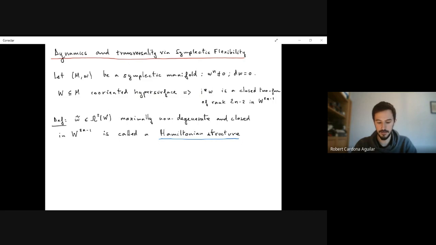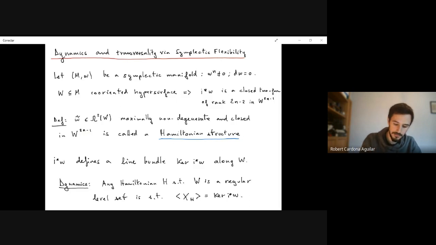So if you pick an odd dimensional manifold and a two-form which is maximally non-degenerate, so in this case it means that it has rank 2n minus 2 and is closed, then it's called a Hamiltonian structure. This is also called in some other places of the literature an odd symplectic structure, but I prefer this one because it has to do with Hamiltonian dynamics, let's say. If anybody has a question at some point, just ask, because this is going to be very important.